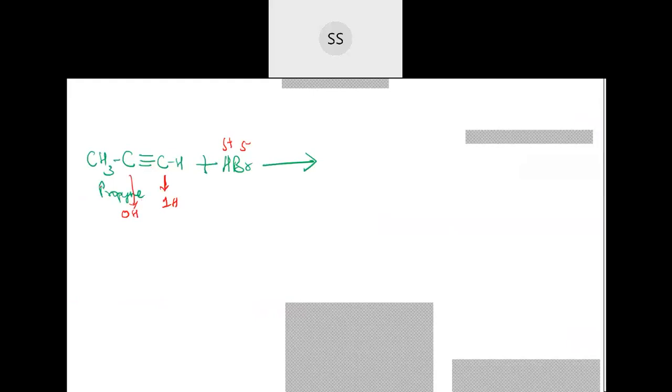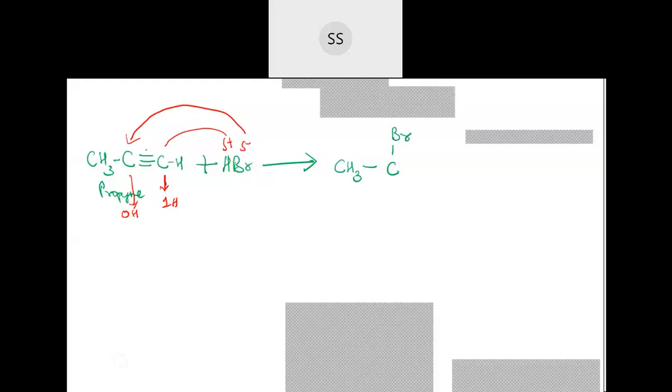The negative part should be added to the carbon having less number of hydrogen. That means Br should go to this carbon, because it has 0 hydrogen. And this hydrogen should go to the other carbon, correct? So the compound you are going to get will be CH3, then Br will come to the second carbon, then the triple bond will break down and you will have a double bond, then one more hydrogen coming, so you get CH2.